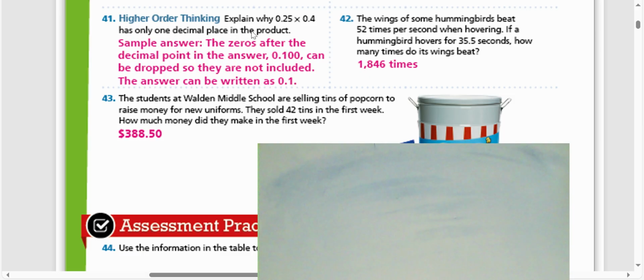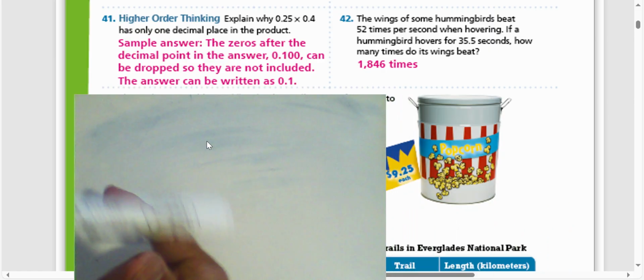Question 41. Higher order thinking. Explain why 0.25 times 0.4 has only one decimal place in the product. We must put the point after 3 places, because 4 tenths means 4 over 10, and 25 hundredths means 25 over 100. Then the zeros after the decimal point can be dropped, so the answer can be written 0.1 like this.